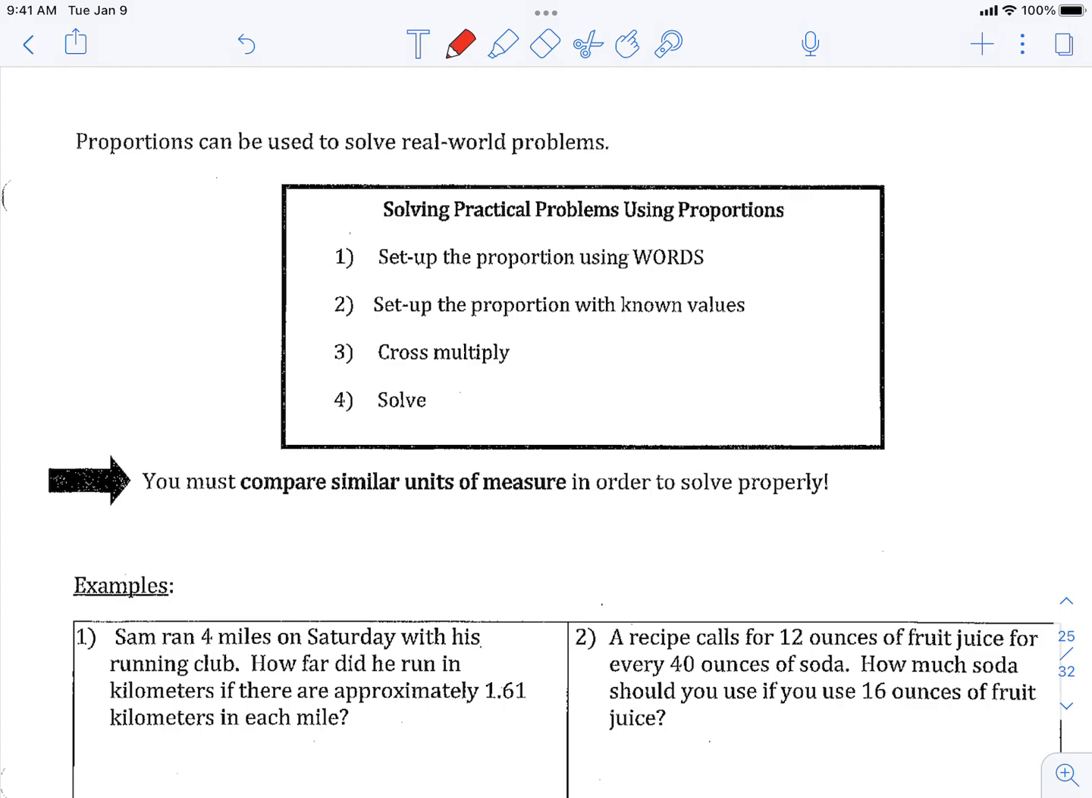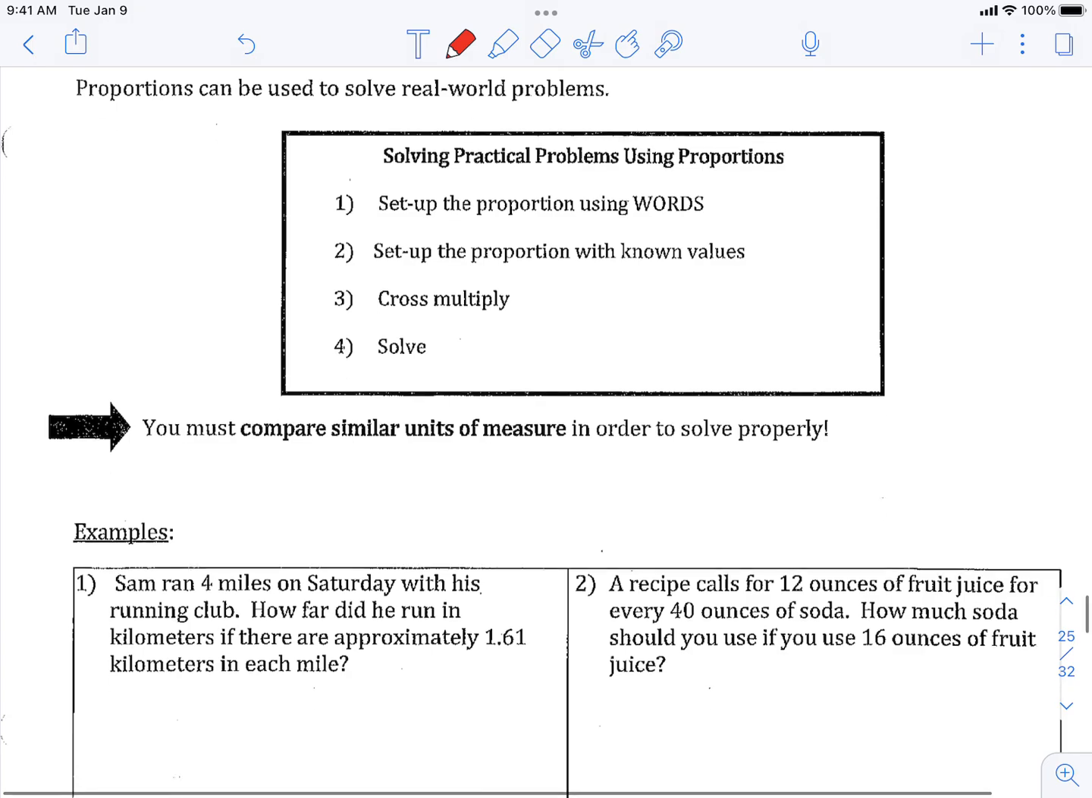Once we have the proportion set up, that's the hardest part. We're just going to solve it like normal. We're going to cross multiply and solve for the variable. We really have to be careful with our units here. So please use units, and I'll show you what I mean by being careful.